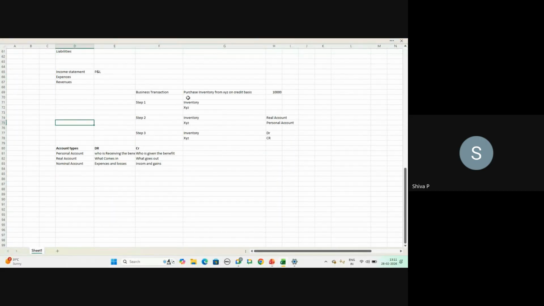So in this transaction, how is it generated? Account receivable means, first, the customer approaches.